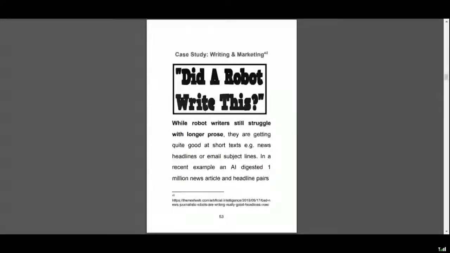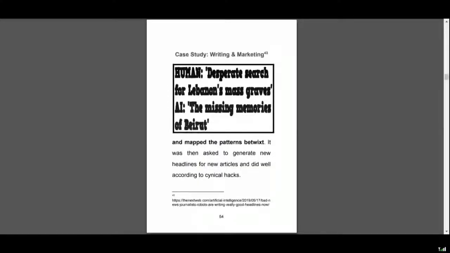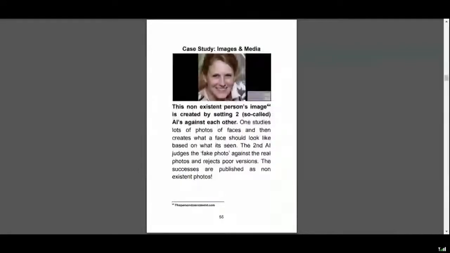But in this case, a recent test run by a major news organization, where the AI tool was asked to come up with headlines and it competed against some top-notch journalists coming up with those headlines. And some of the results, such as the example you can see here, were judged by the journalists, the cynical hacks, to be just as good as what they were coming up with. So certainly in terms of small text amounts, they are performing really strongly.